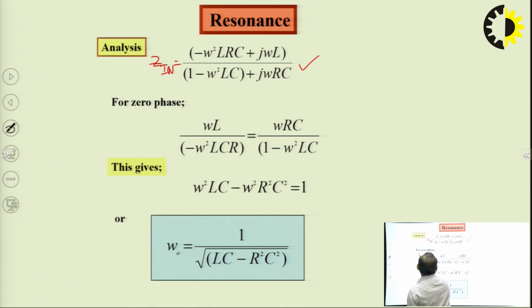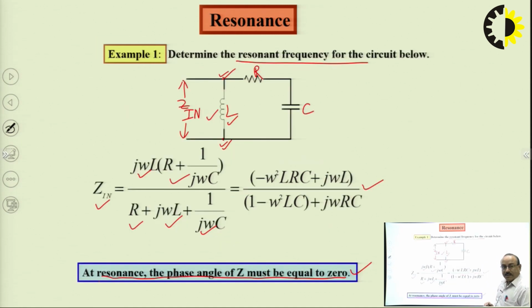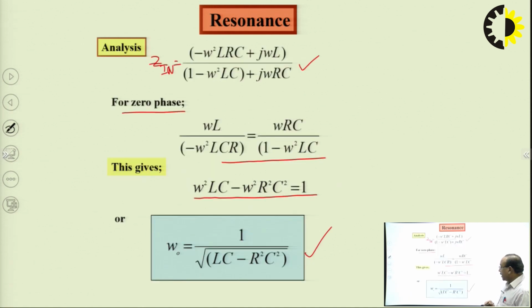Now, for the resonance condition, the imaginary part of the impedance should be 0. So, from that we will get this condition, and on solving it comes out in this form. This is the resonance frequency of this circuit that we have observed. This is the resonance frequency of this given circuit.